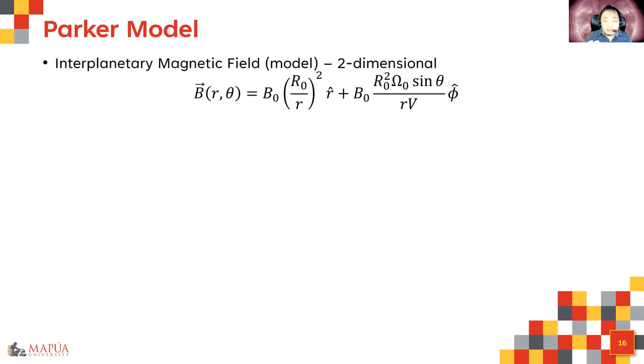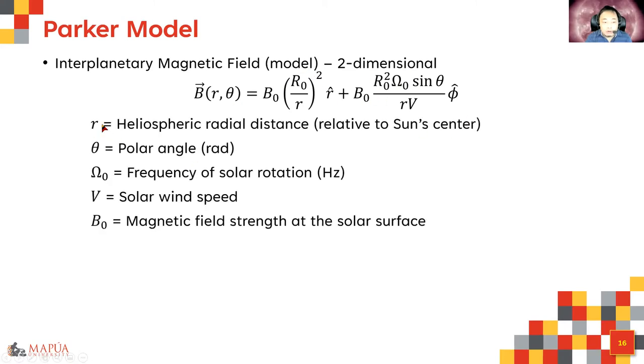So this outward acceleration of the solar wind is mainly caused by, as I mentioned earlier, the pressure difference between the pressure at the surface of the sun and the pressure in the interplanetary space. Okay, so the interplanetary magnetic field model in two dimensions is actually given by this equation. It has a radial and a polar component, where these are your parameters.